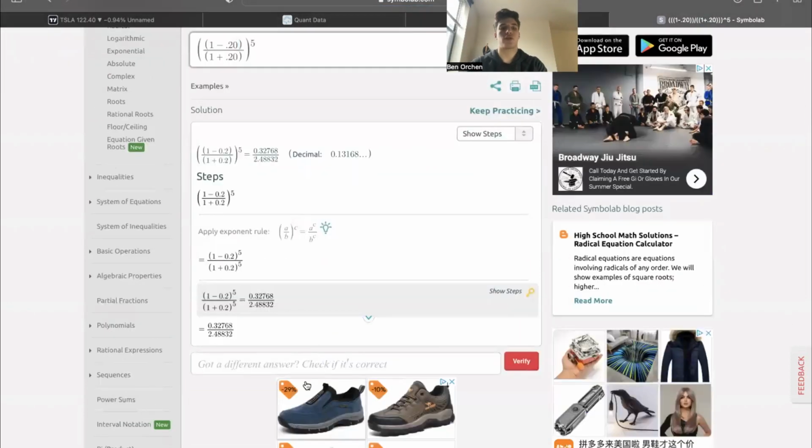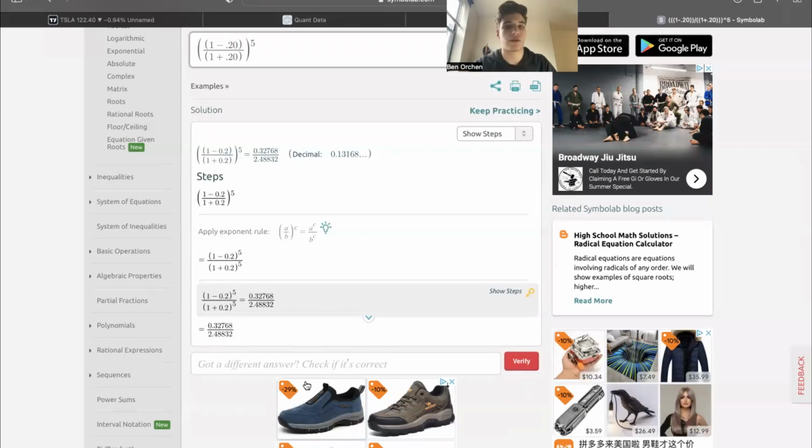So let's find that calculation, and that gives us 0.32768 divided by 2.48832. And what does that give us? That gives us 0.13168724, and so on and so forth. So let's multiply that by 100 and round for the sake of simplicity. That gives us 13.2. So again, what does that tell us? That means that if all 5 of our trades go to 0, we have about a 13.2% chance of losing all of our money.